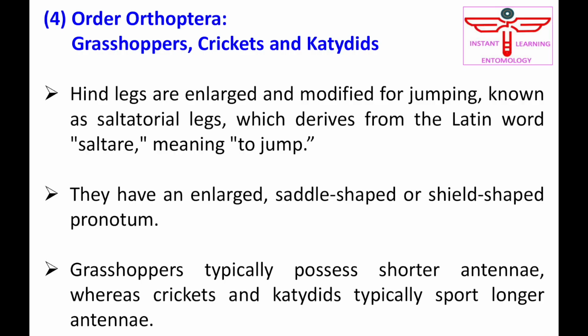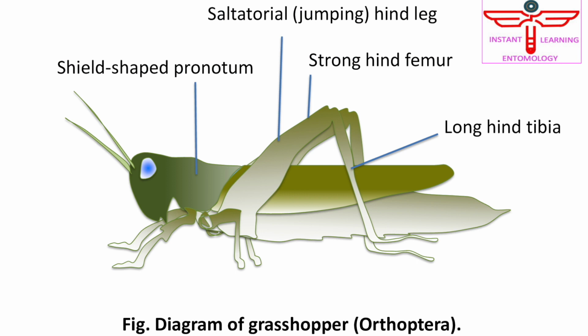Order: Orthoptera. The grasshoppers, crickets, and katydids. Hind legs are enlarged and modified for jumping, known as saltatorial legs, which derives from the Latin word saltar, meaning to jump. They have an enlarged, saddle-shaped or shield-shaped pronotum. Grasshoppers typically possess shorter antennae, whereas crickets and katydids typically sport longer antennae.